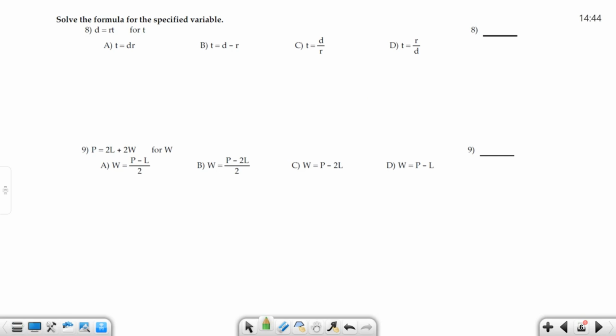8 and 9 are both solve the formula for the specified value. So D equals RT, and we want to solve it for T right here, right? Solve it for that variable right there. So how do I do that? Well, I need to undo addition and subtraction first, but there's nothing added or subtracted. So the only thing I do is get rid of that R that is multiplied by the T. That's what letters written by each other mean, right? So how do you undo multiplication? You divide, right? So then D over little r equals T.